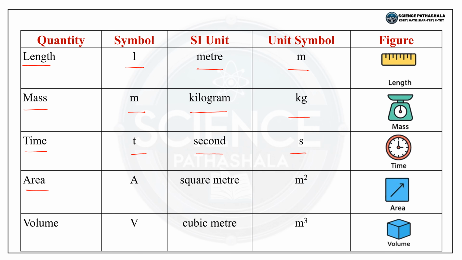So the next is area. Area means how much surface a shape or object covers. It is represented by the symbol capital A and it has an SI unit of square meter. The next is volume. Volume is how much space an object occupies. It is represented by the symbol capital V and the SI unit is cubic meter.